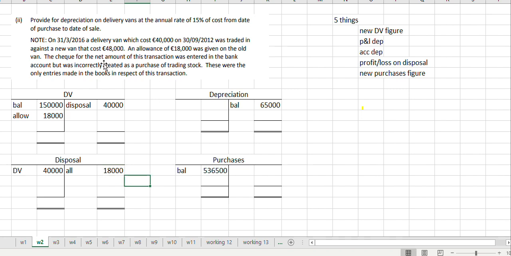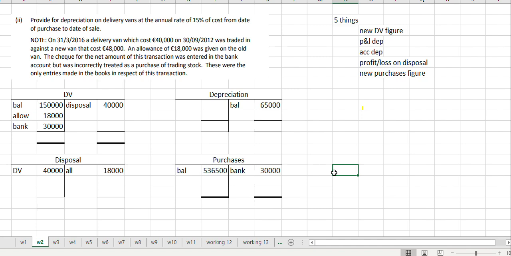Now it says to check for the net amount of the transaction. So the new van cost 48, we were given an allowance of 18, so the amount that actually came out of the bank was 30,000. So we debit delivery vans 30,000, we credit purchases 30,000. That's how much was actually paid for the new van. Okay, so we have some figures.